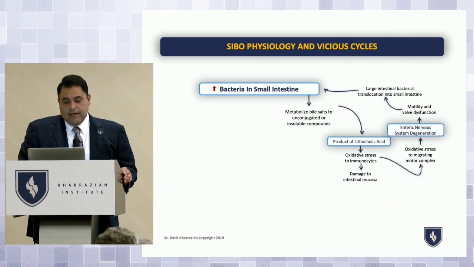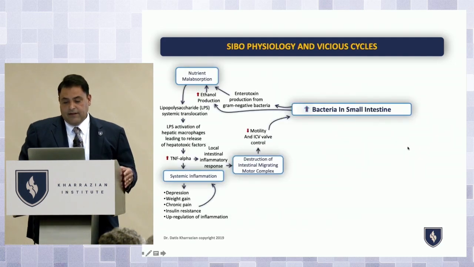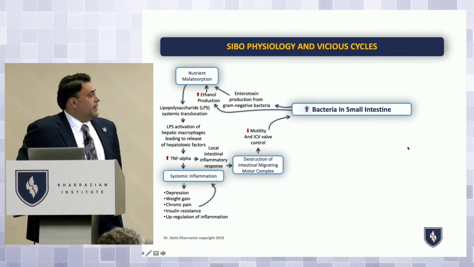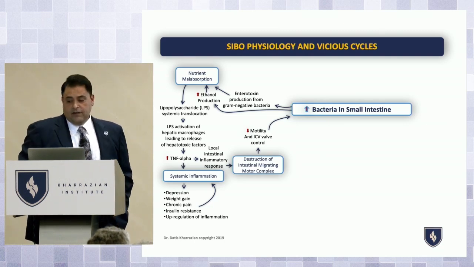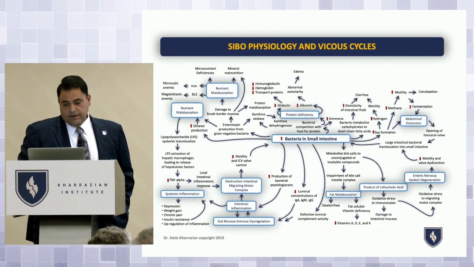And then these people that have these bacterial overgrowths also end up with production of lithocholic acid, which again starts to damage their intestinal lining, and they end up with mechanisms that damage the migrating motor complex, and they continue to progress down this destructive pathway with inflammation and intestinal permeability. And then this is it, that's SIBO.